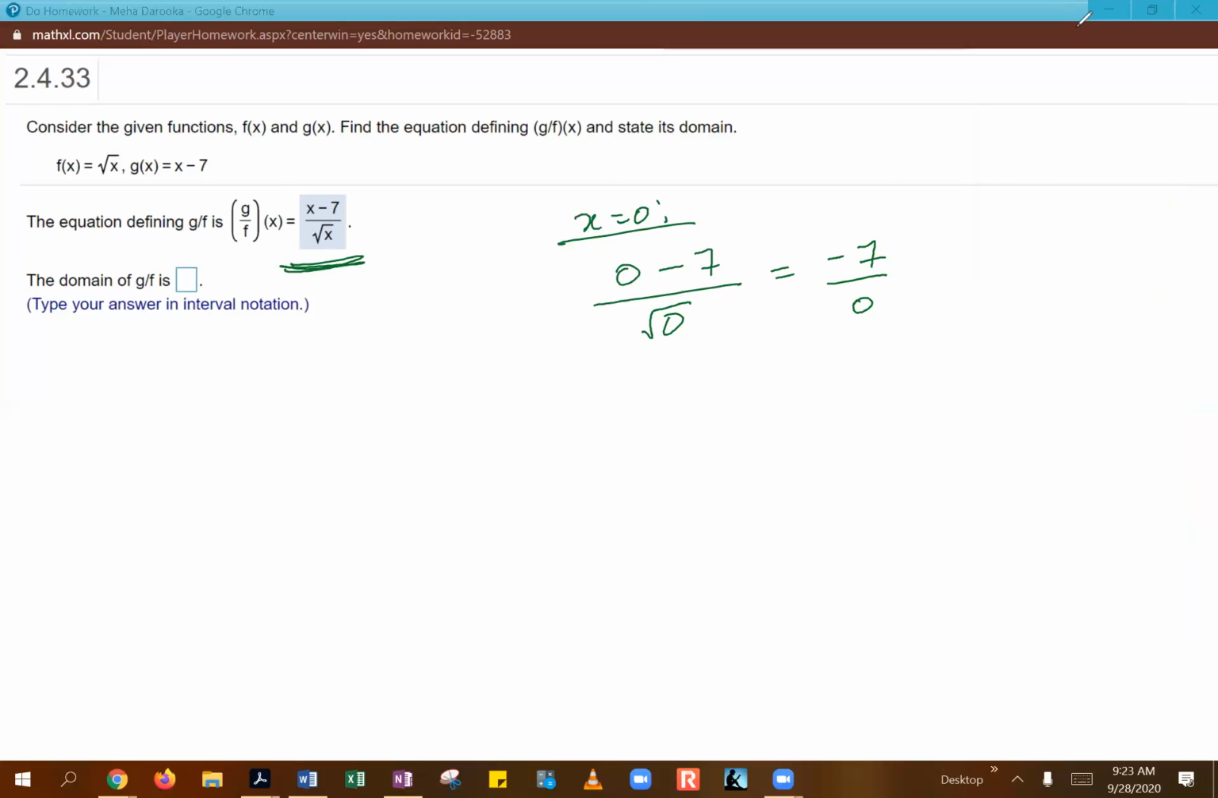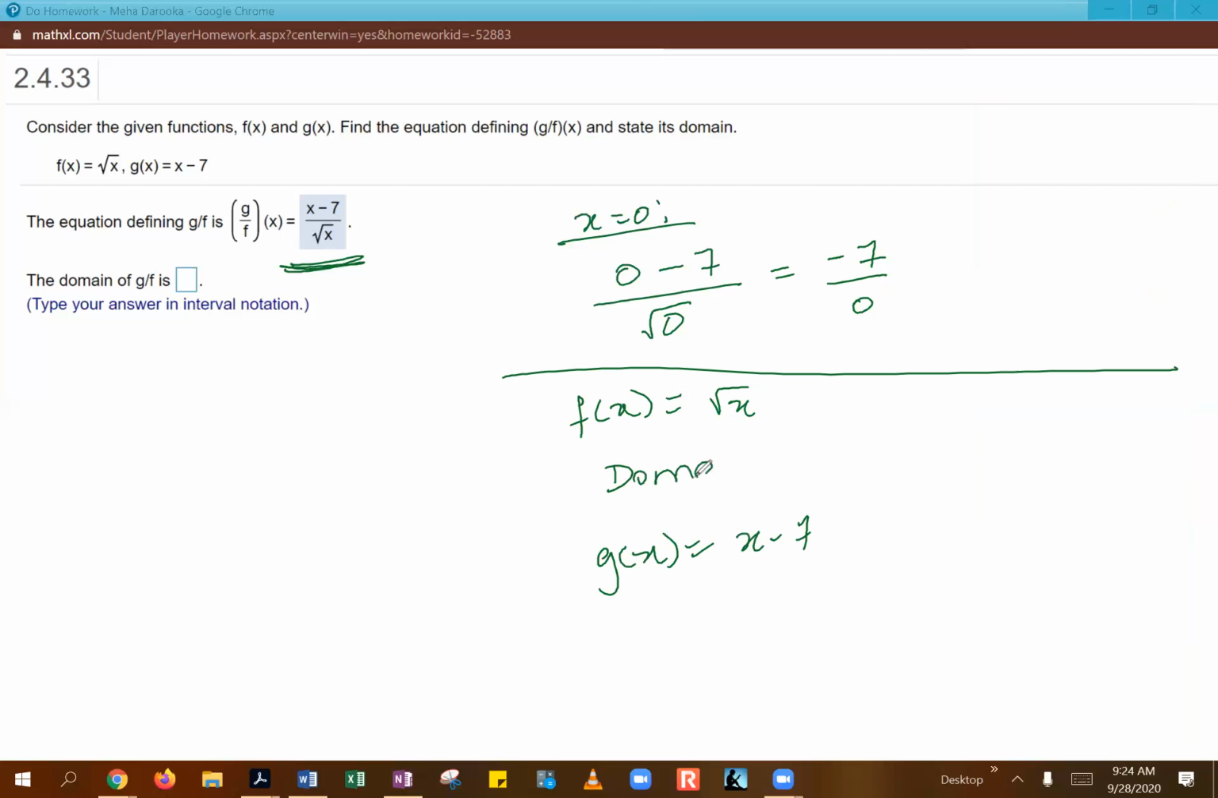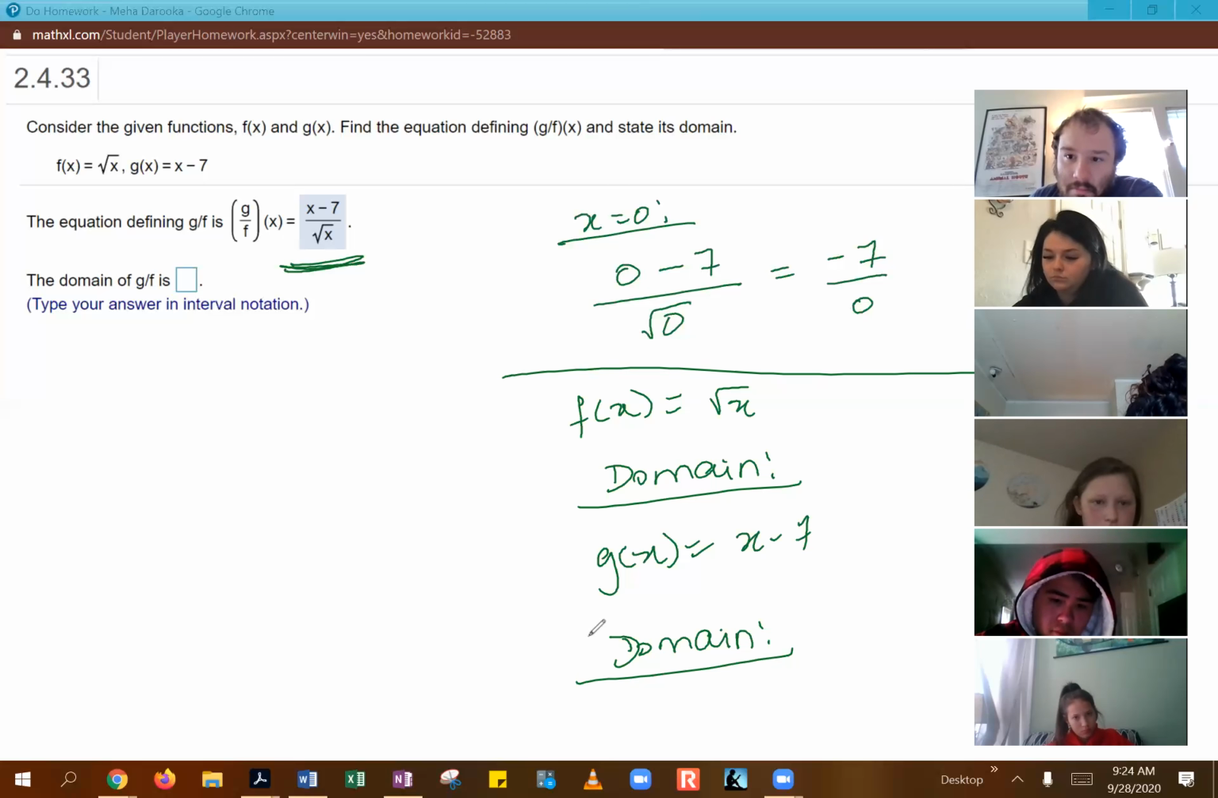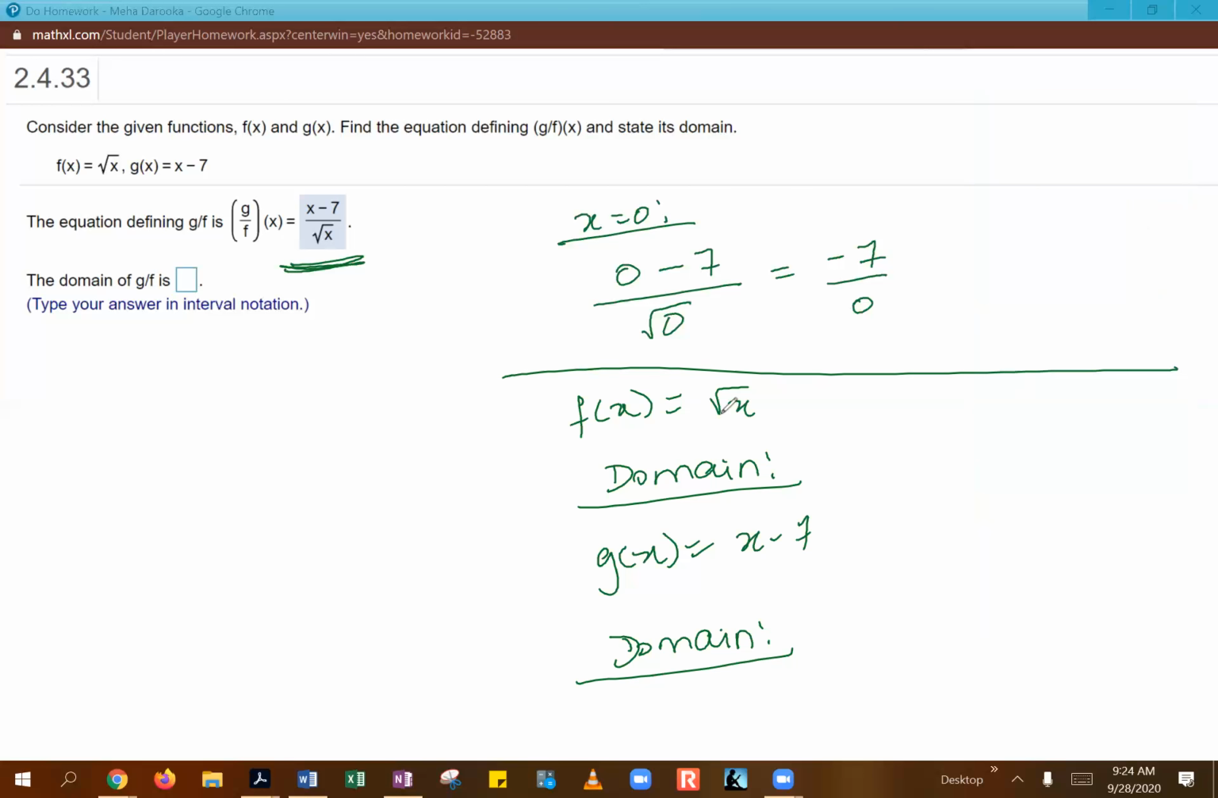Okay, so let's think about it this way. How about we take the original function f of x and the original function g of x, and let's talk about what their individual domains are going to be. Does somebody want to tell me what you think the domain for the f function should be? Would it be negative infinity to positive infinity? Okay, Braden, so you are saying negative infinity to positive infinity.